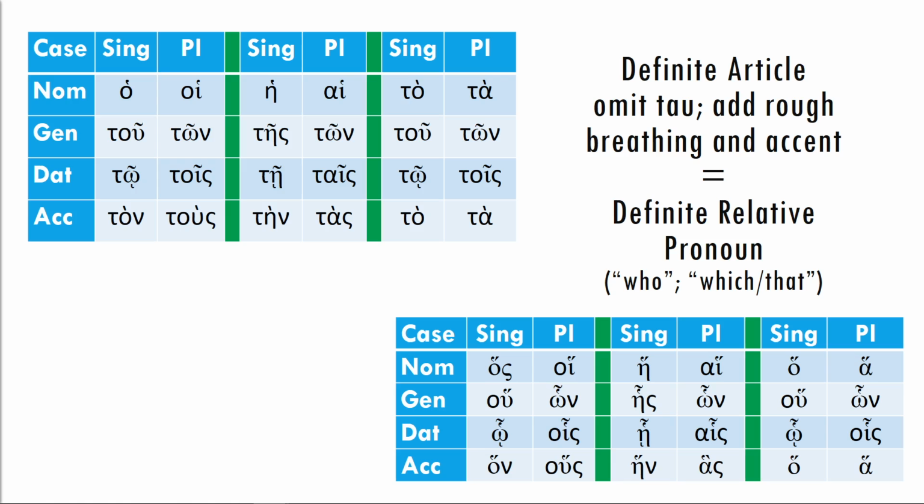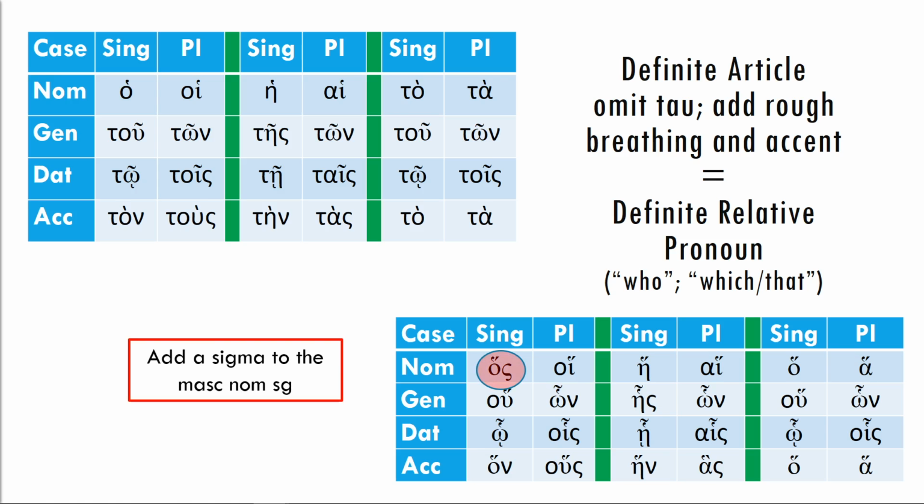So instead of ho, the nominative singular article, we have hos. That's the one that changes. It adds a sigma, but hos, hu, ho, hon, instead of ho, tu, to, ton. So it looks just like the article without the tau, and it's rough breathings throughout. So it's very, very easy to spot these.